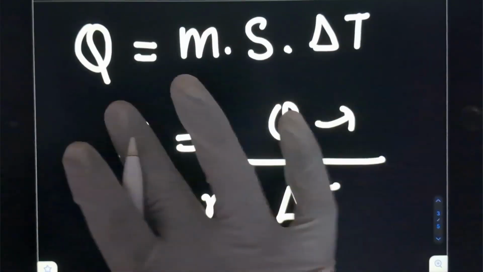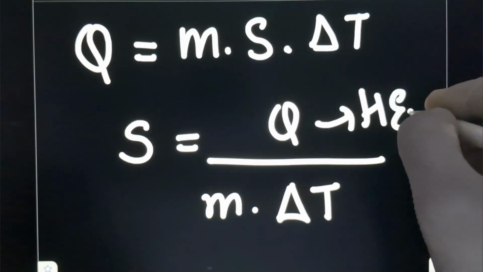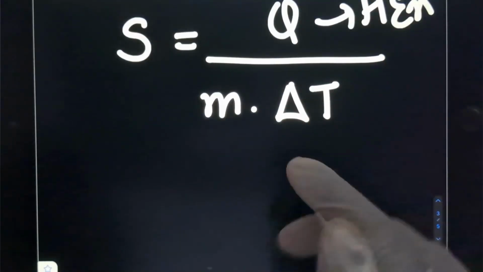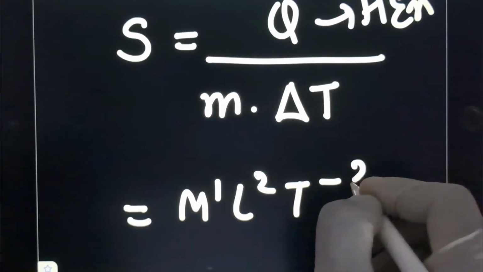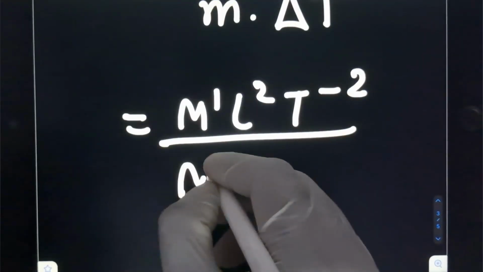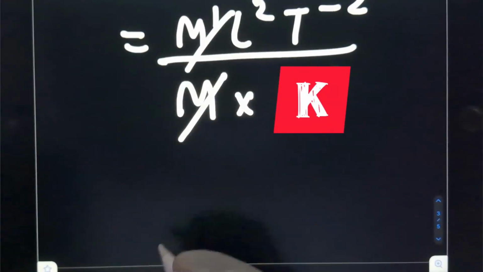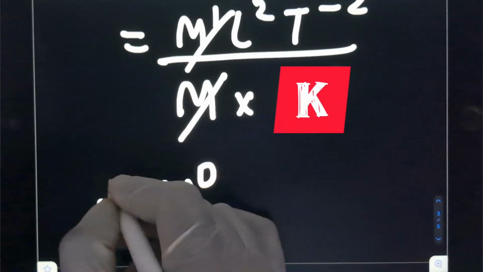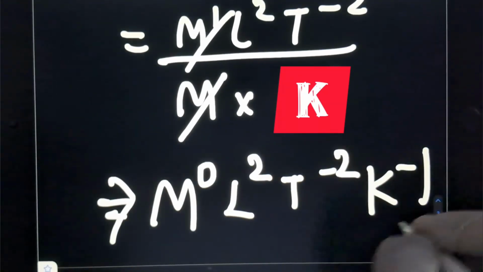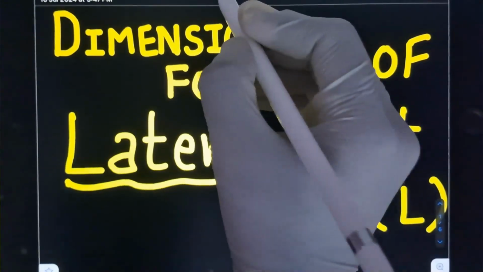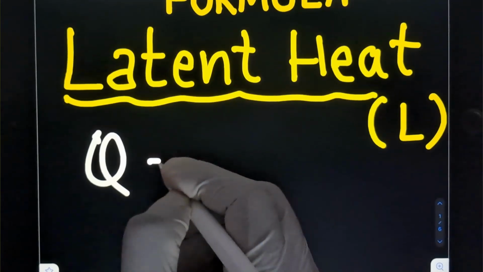Next, on another formula, Q is equal to m s delta T. S is equal to Q by mass into temperature. Q is equal to heat energy, M^1 L^2 T^-2, by mass M^1 into temperature K^1. On cancellation of mass and inversion of temperature, M^0 L^2 T^-2 K^-1.